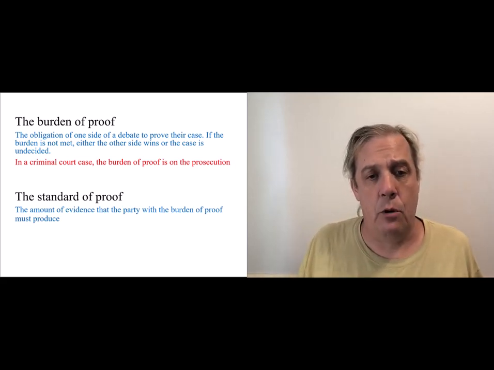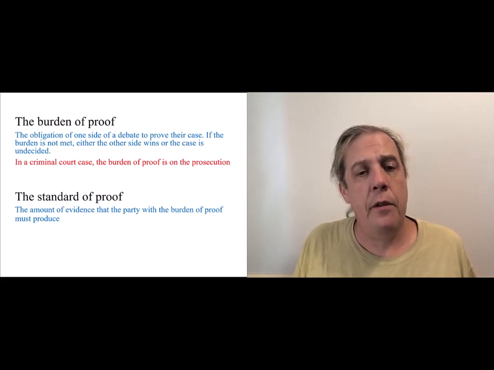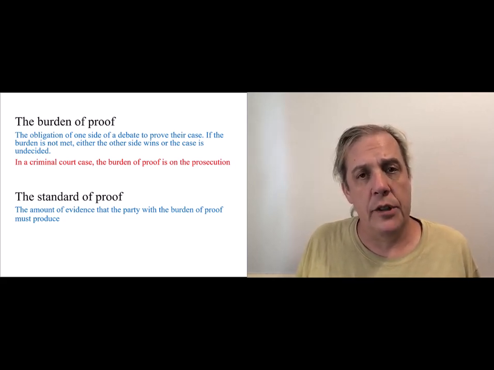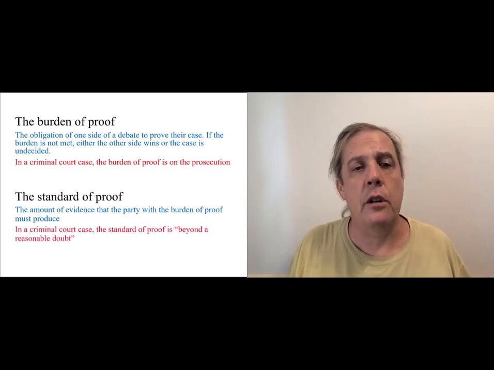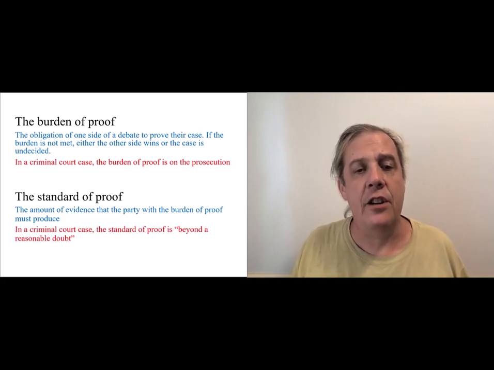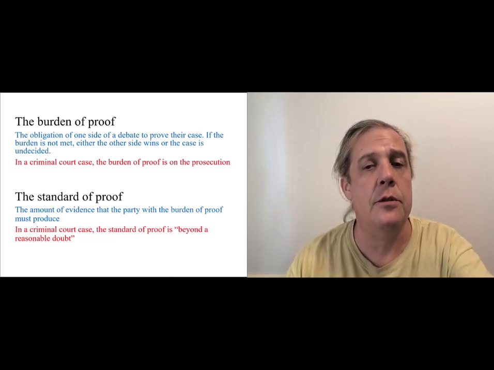The standard of proof is the amount of evidence that the party with the burden of proof must produce. And so again, this should be familiar to you. In US law, the burden of proof is on the prosecution, and the standard of proof is beyond a reasonable doubt. It is up to the prosecution to take on the burden of proof and prove their case beyond a reasonable doubt. Otherwise, the defendant is innocent.